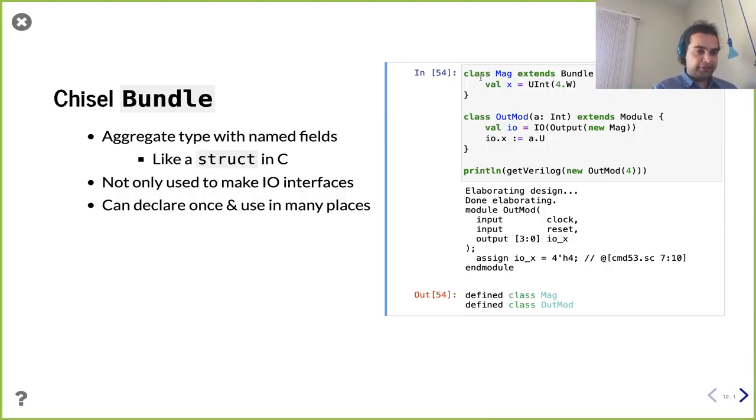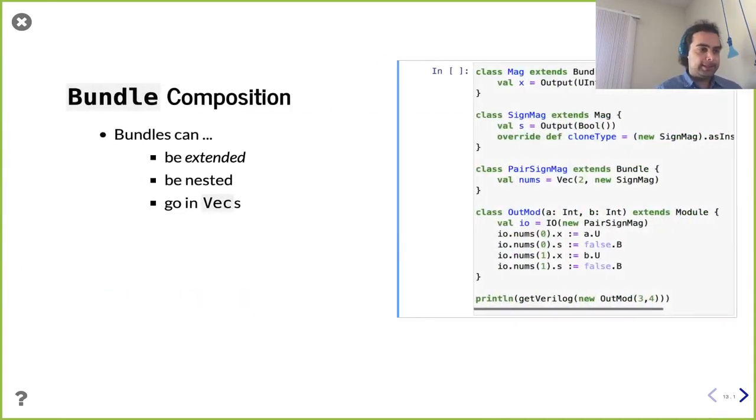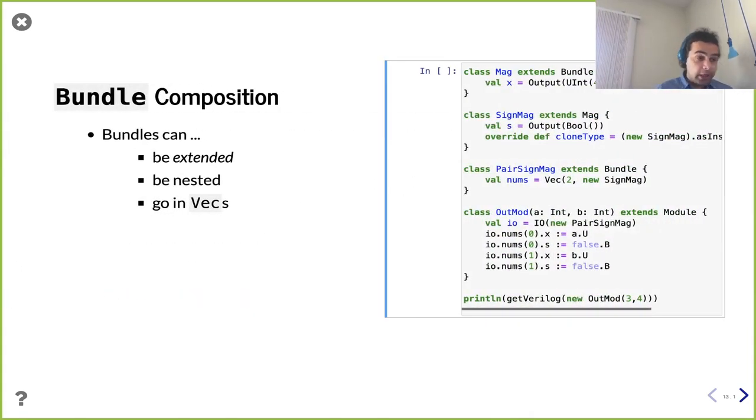What's nice now is I've defined this Bundle type, and so I can use this Mag anywhere else I want to talk to this thing. So now in the coming slides, we can go ahead and start augmenting that. So how can we augment it? We can augment it in a few different dimensions. One dimension is with inheritance, right?